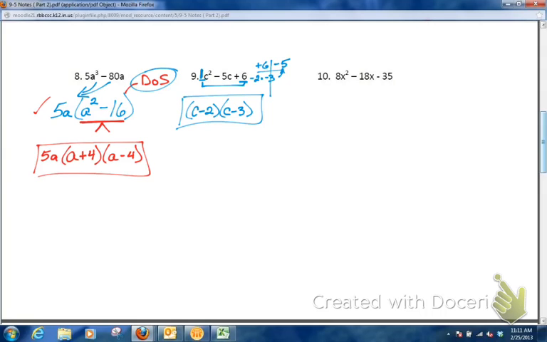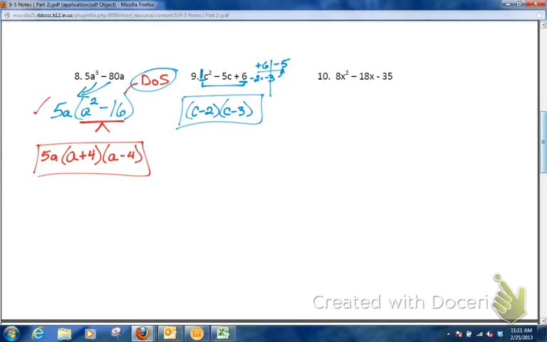Alright, last problem. Again, always first step, GCF. Is there a GCF here? 8, 18, and 35? No, nothing there. X squared, X, and then no X's, nothing there, so no GCF. Which means this one's going to be a big one. This one's going to be one of those long ones.